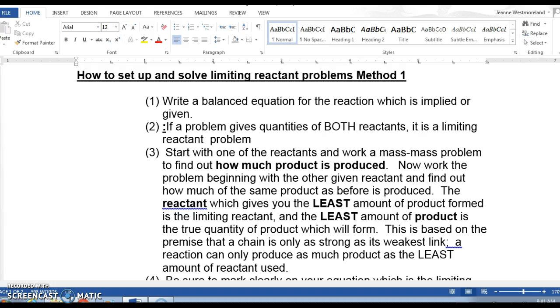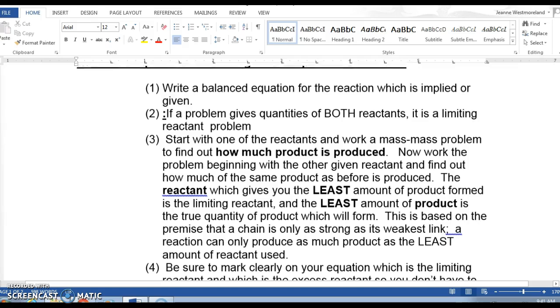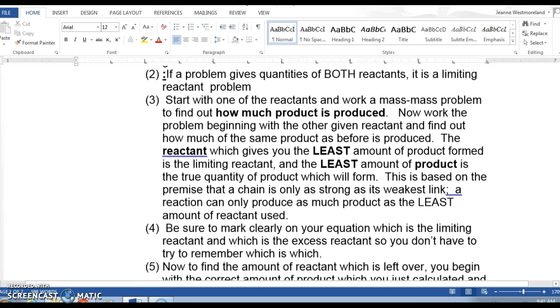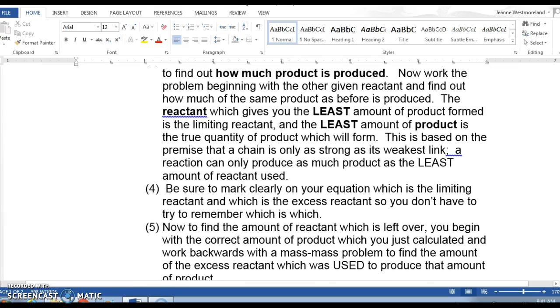And then the idea there is if we used up all of that reactant, that would be how much product would be formed. And then we choose the answer that gives you the least amount of product, because the least amount of product will be the reactant that runs out first. So whichever one gives you the smallest answer is the limiting reactant, and whichever one is the larger answer will be the excess reactant.